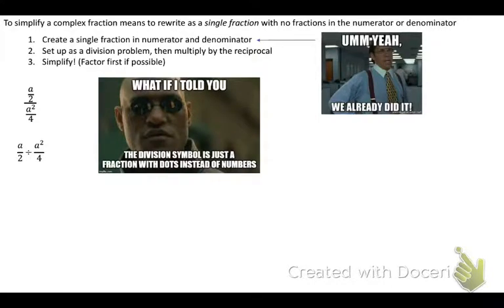The division symbol is just a fraction with dots instead of numbers. Fun fact. Kind of cool.